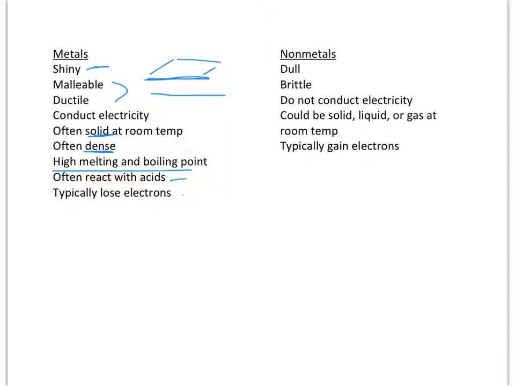Nonmetals, on the other hand, are often the opposite. They're dull, they're brittle, like they'll shatter when you hit them. They don't conduct. They can be solid, liquid, or gas at room temperature, really all three, and they'll typically gain electrons. So now let's do a few problems with these.